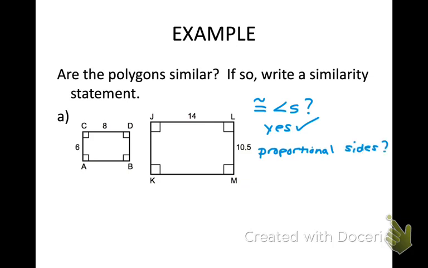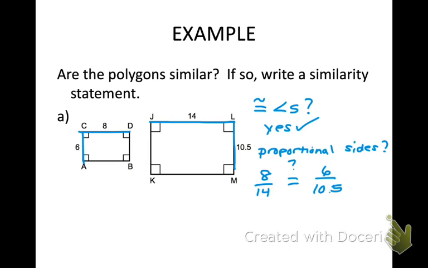Alright, so for proportional sides, we need to compare which sides are proportional with each other. Because you do have rectangles, I would just compare your largest side with the largest side on the other one, so that would be 8 and 14. So I'm going to turn that into a ratio, 8 and 14. And then I'm going to make a ratio out of the smallest 2 sides, so 6 and 10.5. So now I've got to see, are these equal to each other?